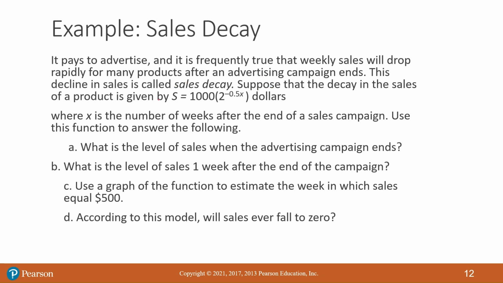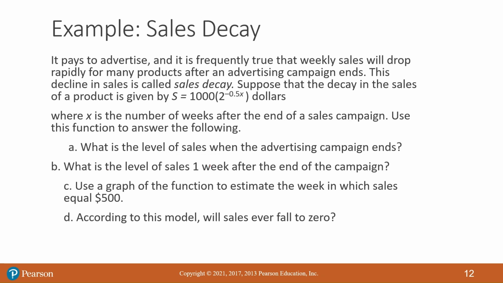Suppose that the decay in sales of a product is given by S equals 1,000 times 2 raised to the negative 0.5x dollars, where x is the number of weeks after the end of a sales campaign. Use this function to answer the following. What is the level of sales when the advertising campaign ends?